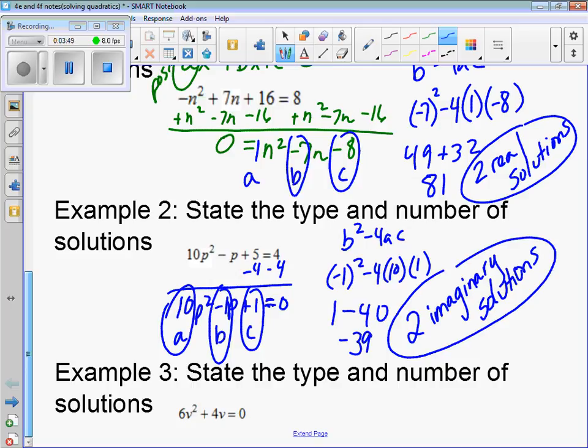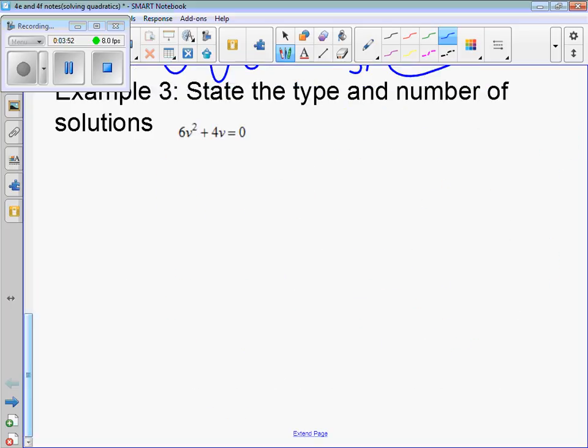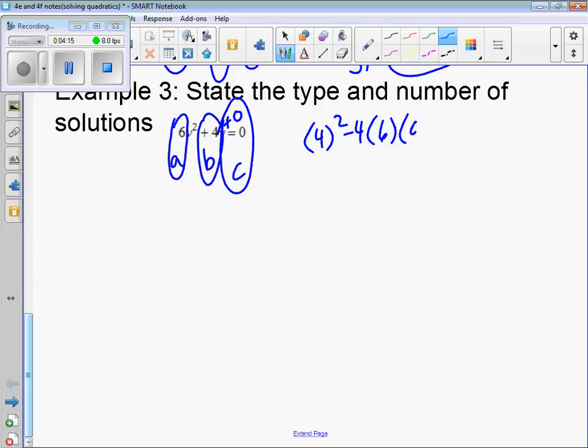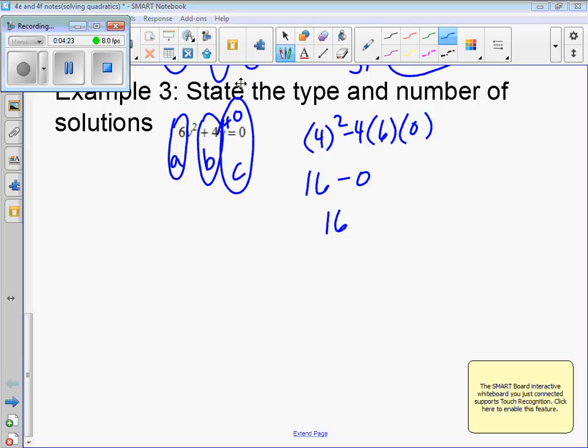And the last example: here it's already equal to 0. A is 6. The b is always the term with just the variable by itself, so 4 times b, that's your b. And c, well, there is no c, but it actually is 0. So we have b squared minus 4 times a times c, which is 16. I thought this was going to end up being 0, but this again would be 2 real solutions.